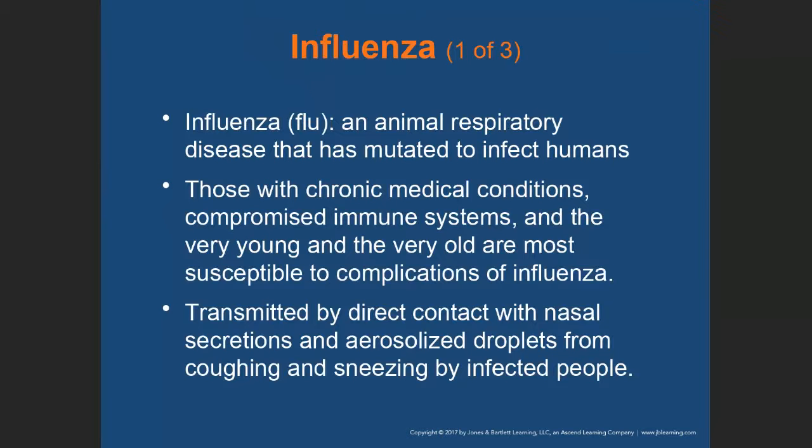All right, so influenza or flu, an animal respiratory disease that has mutated to infect humans. Those with chronic medical conditions, compromised immune system, and the very young and the very old are most susceptible to the complications of influenza. So it can cause the lower respiratory tract to become infected. They can develop pneumonia, and that can lead to sepsis, and they can die, or they can die from the pneumonia, depending on their age, whether they're young or old. Transmitted by direct contact with nasal secretions and aerosolized droplets from coughing and sneezing by an infected person.